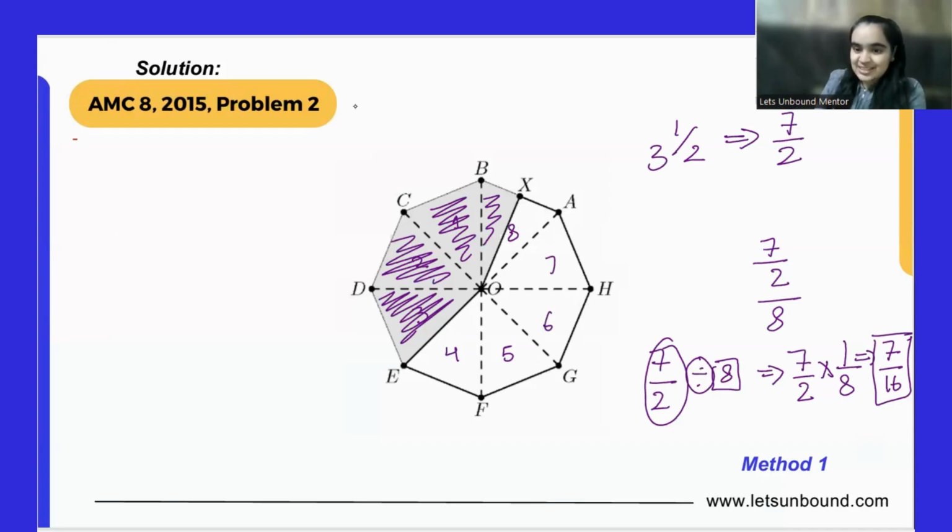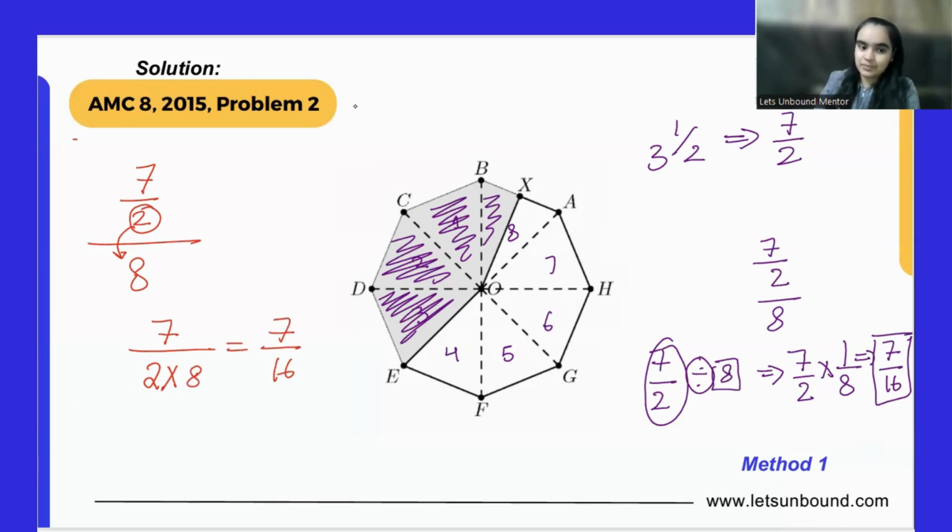Other thing, if you are dividing a fraction with a whole number, it can be any whole number, what you can do is simply move this 2 in the denominator with 8 or whatever number is there. So 7 will stay as it is in the numerator, 2 will go down. So we can do 2 times 8, which is again 16.